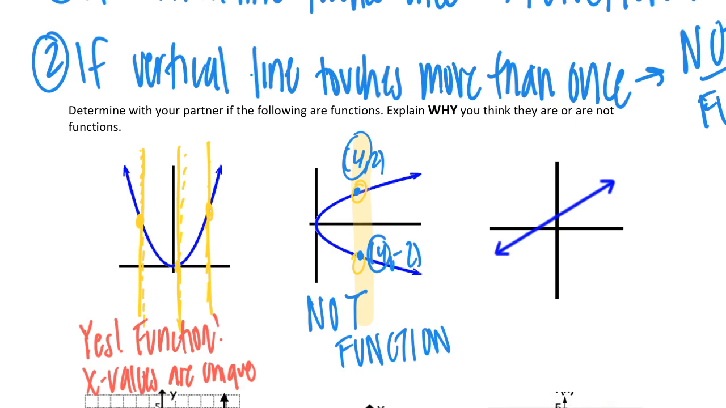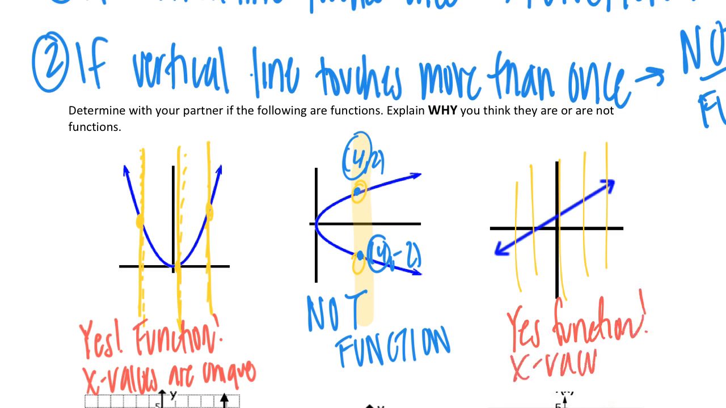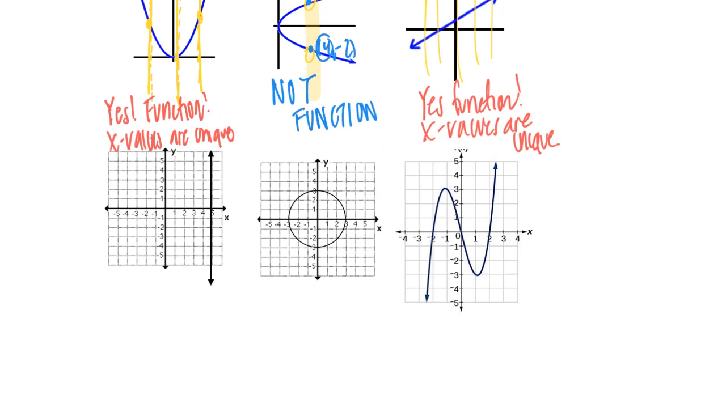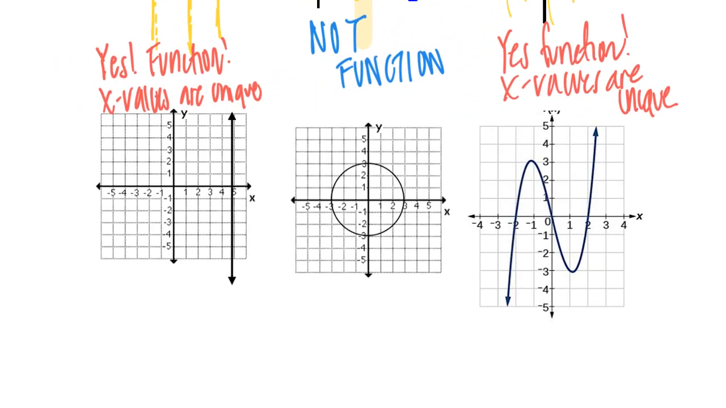Let's do one more together to the right. Draw some vertical lines down that graph. You'll notice that no matter where you are, it only touches the blue line once. So we would say that yes, this is a function. The reason being, the x values are unique. I want you to go down to the 3 problems below and try those on your own to determine if they're functions or not, and I'll unpause the video and you can check your work.